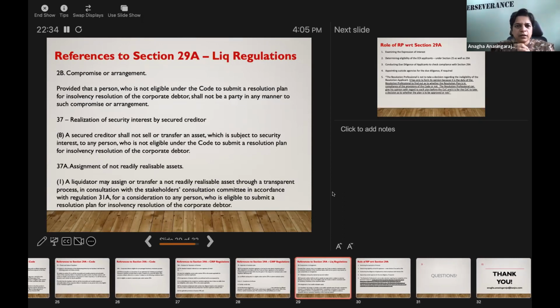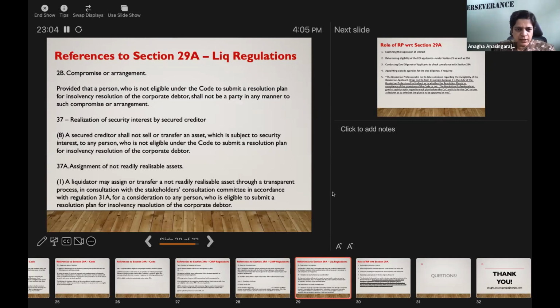Other references in the liquidation regulations, in regulation 2B, which talks about compromise and arrangement. That compromise and arrangement cannot be with a person who is not eligible to submit a resolution plan. Then again in regulation 37, where the secured creditor is realizing his security interest, he can sell it only to a person who is eligible under 29A.